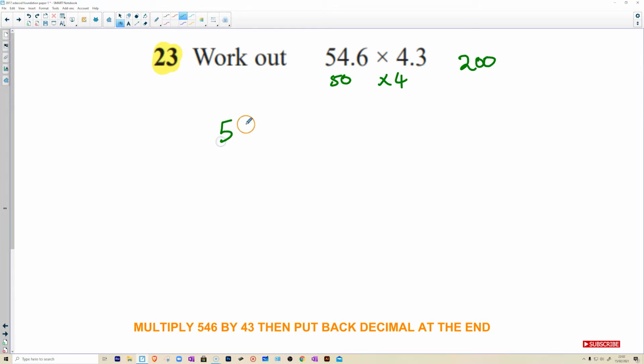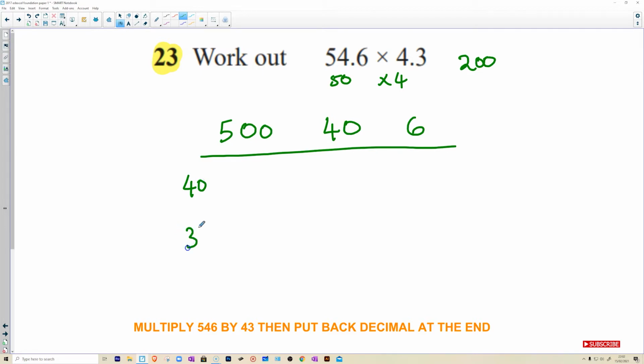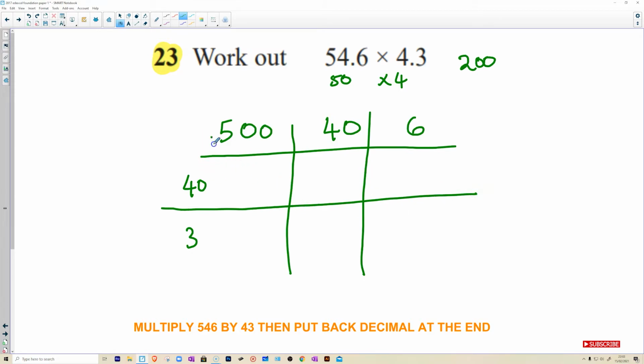So I have here 50, then 4, and then 6. I have broken this number down as 50, 4, and 6. And then this other number 4.3, I can do 4 and then 0.3. Now what I can do is just multiply those numbers up. So I've got 40 times 500, 4 times 5 is 20, and then I've got the 3 zeros, and then 3 times 500 is 1500.